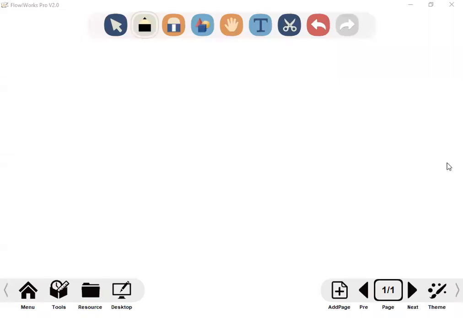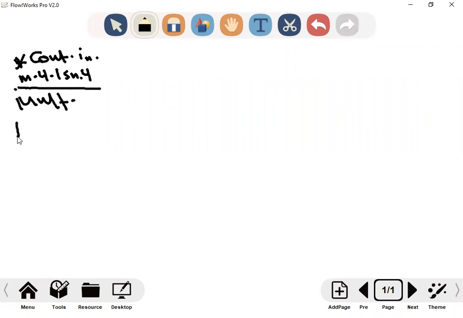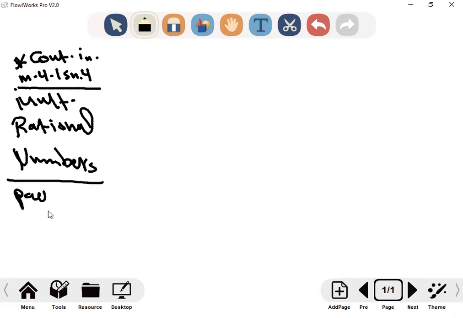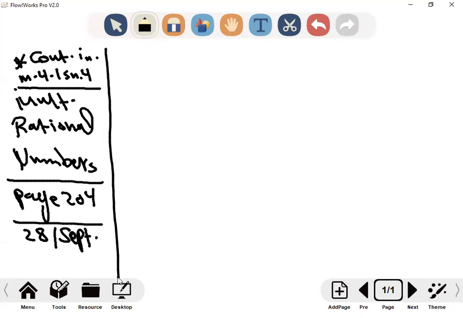On page 204, we did example 2, and we want to do the check of example 2, right? Yeah, let's do this directly. We continue in module 4, lesson 4: multiply rational numbers. We are on page 204, and today is 28 September, right? 29.